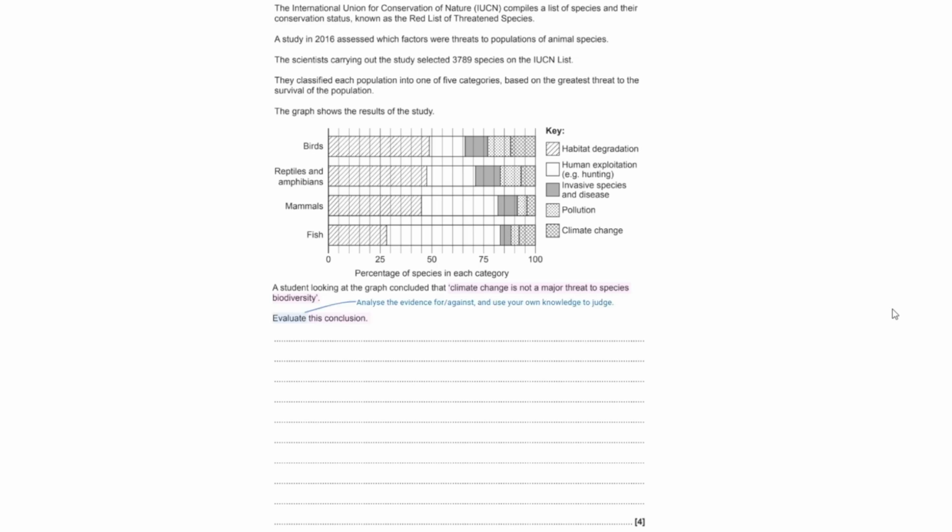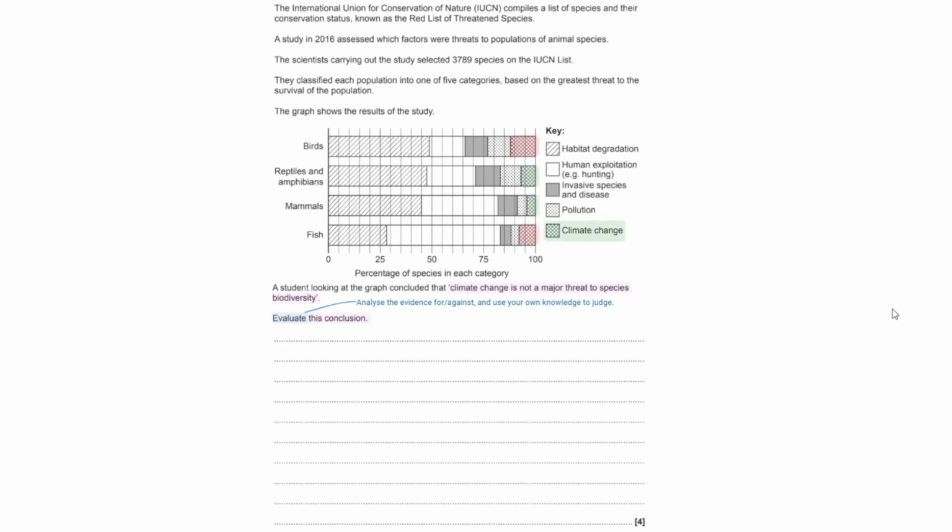That means we need to analyse the evidence for and against and also use our own knowledge in order to make a reasoned judgment. Since the student was looking at the graph, we should also do that first. So let's take a look at the relevant data. Their conclusion is about climate change not being a major threat to the species.